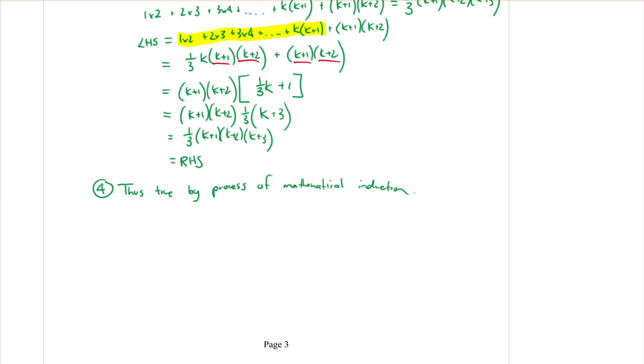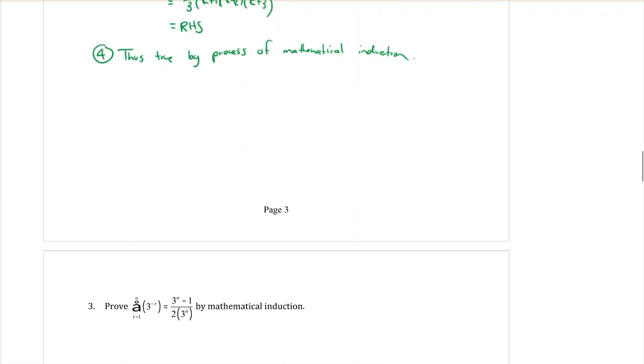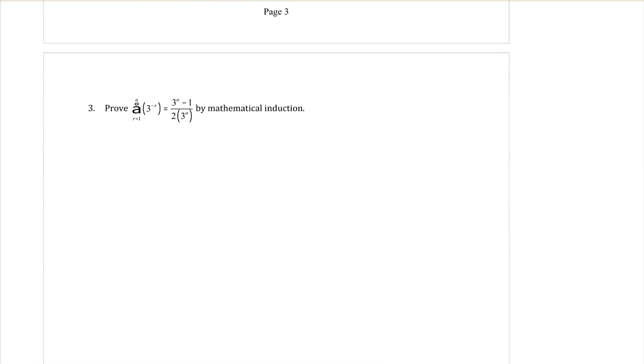Number 3. Oh, that's not good. Oh, that looks lovely. Let me fix that. So that because they can go. Oh. Okay, so we want to prove.